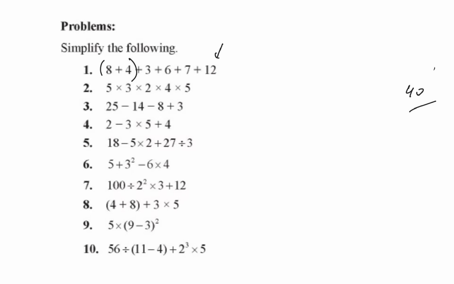Now, what will I do with the second one? The second one, what is the operation that is a priority? Well, there is only one operation. So we do only the operation that is the multiplication, right? So I will do it like this.